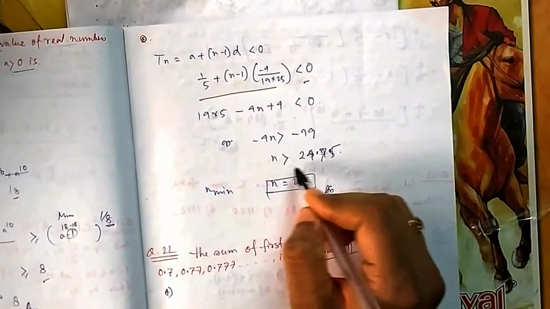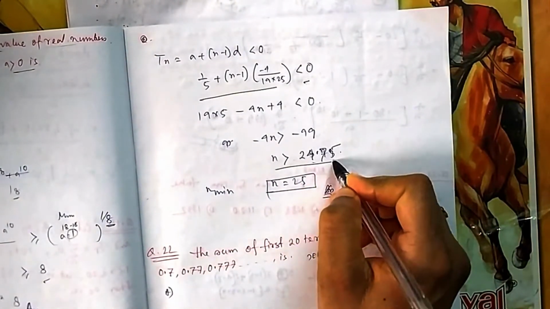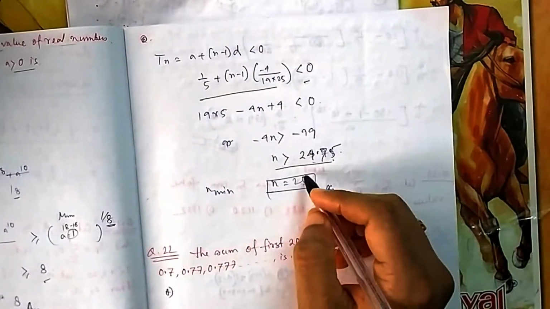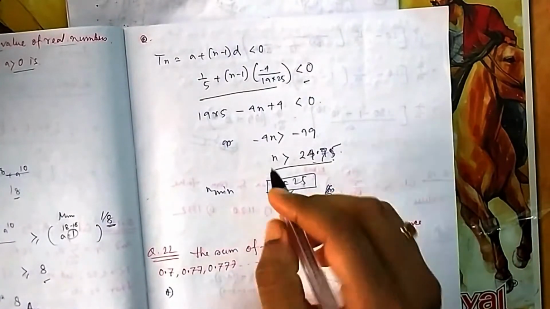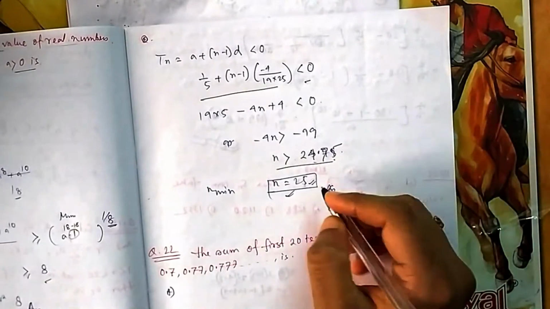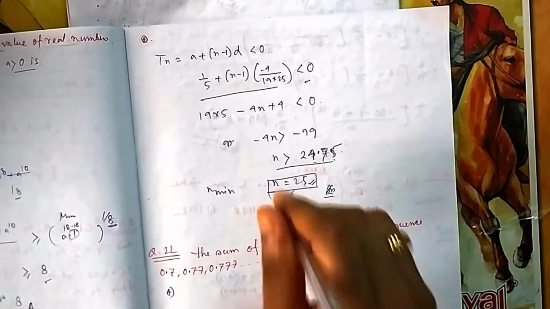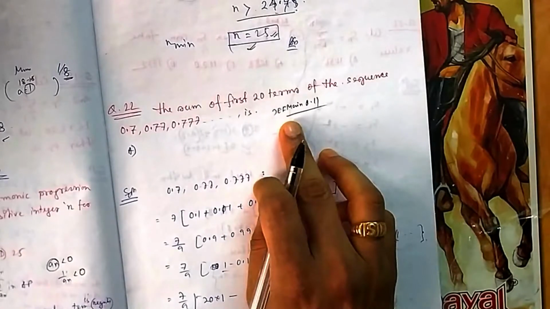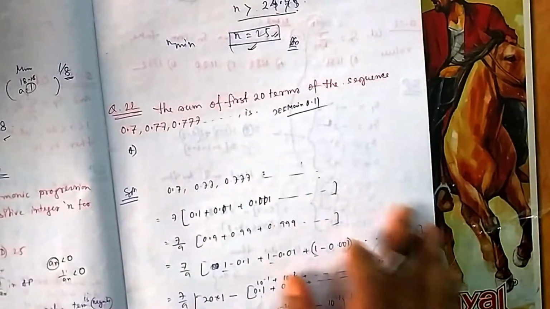So if you calculate, your n should be greater than 24.75. So what is the next integer? That n cannot be a fraction, because it is the nth term. So the 25th term. From the 25th onwards it is becoming negative. So this is the minimum value of n from where it starts being negative. This one we have already solved in JEE Main question number 11. That's why I am skipping this one.